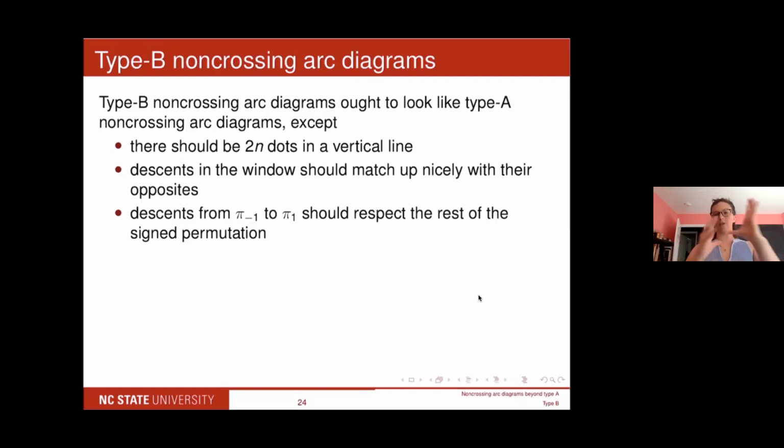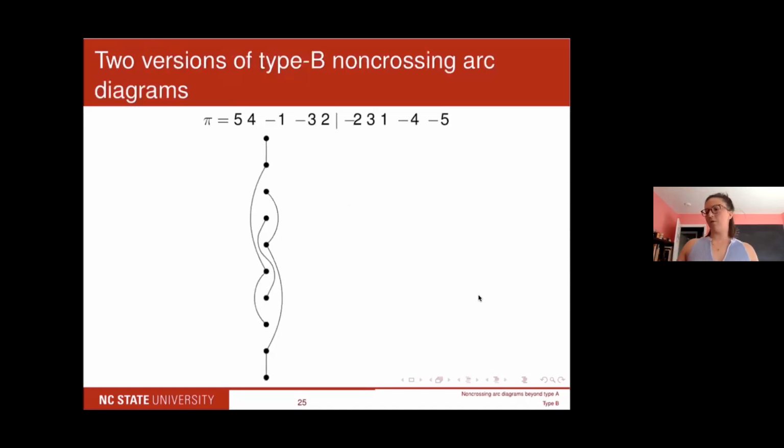And as with the squishing to the vertical line in our type A, those should still respect the rest of the sign permutation. So for the example negative 2, 3, 1, negative 4, negative 5, thinking just in the window, here's the non-crossing arc diagram that you might build for yourself. If we look at the descent from 1 to negative 4, we have this arc, and it's going to match with a descent from 4 to negative 1, which is that arc. We've also got a descent from 2 to negative 2. And in order to respect the rest of the arcs, it's going to end up being this S shape.